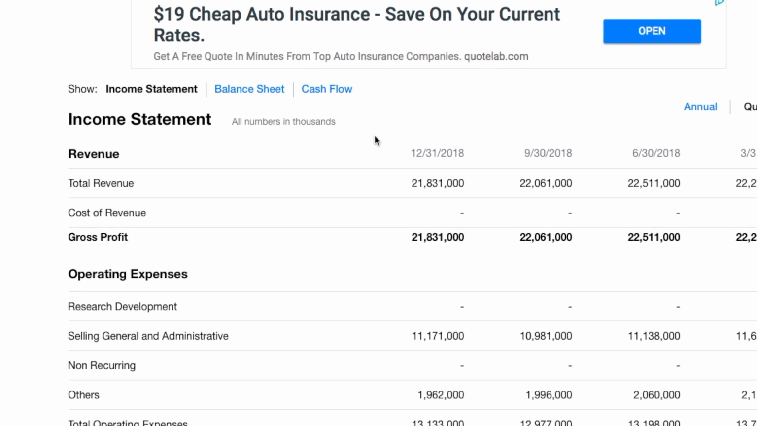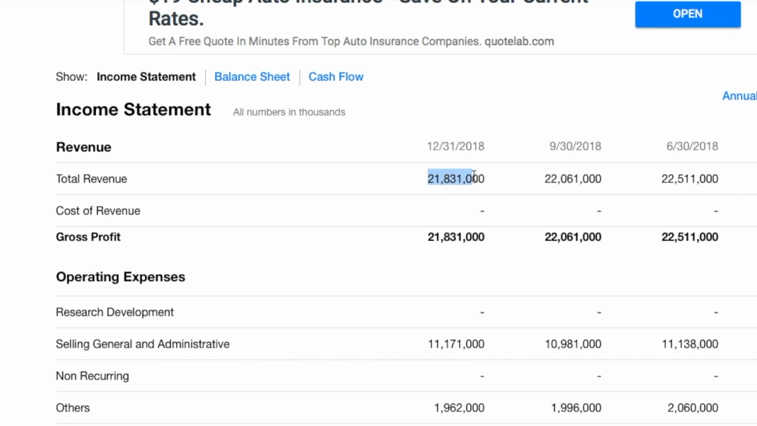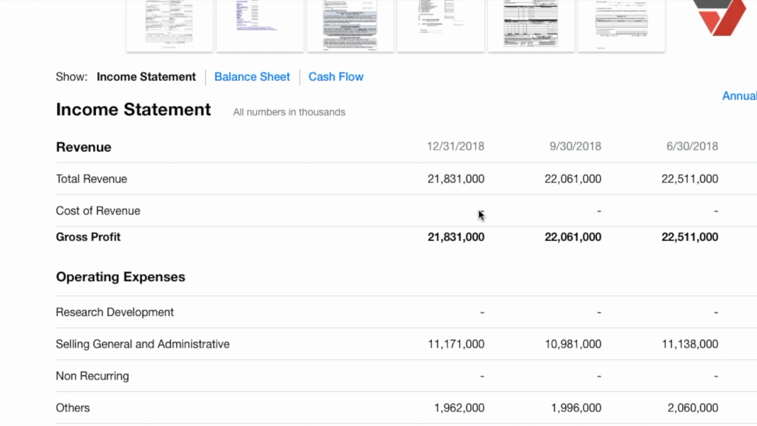When it comes to a bank, banks bring in revenue. You see Bank of America brought in $22 billion in revenue in their last quarter, but their cost of revenue is basically nothing. Because how much does it cost to charge people fees, and how much does it cost to use people's money and invest it? It doesn't really cost anything on the bank's part.